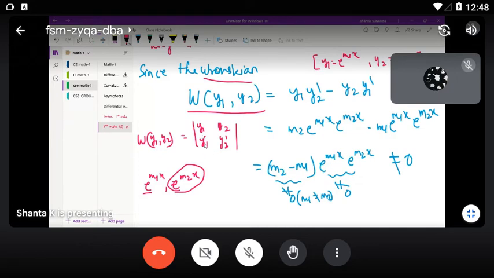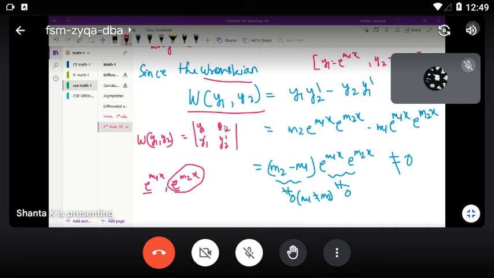This is y1, or you can say dy1 by dx, this is dy2. So this is the formula for the Wronskian. If you have two functions, you can check whether both the functions are linearly independent or not by finding its Wronskian. If it is 0, it is linearly dependent. If it is non-zero, it's linearly independent. So here we are checking this one.